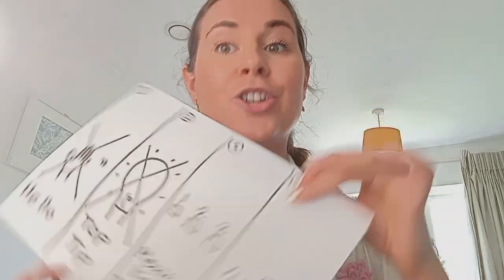So there's lots of different ways you can use a visual timetable. The other way you can do it is, like I've been showing you throughout this session, you can just use a piece of paper and a pen to draw or write out each stage of your mealtime and cross it off as we go.